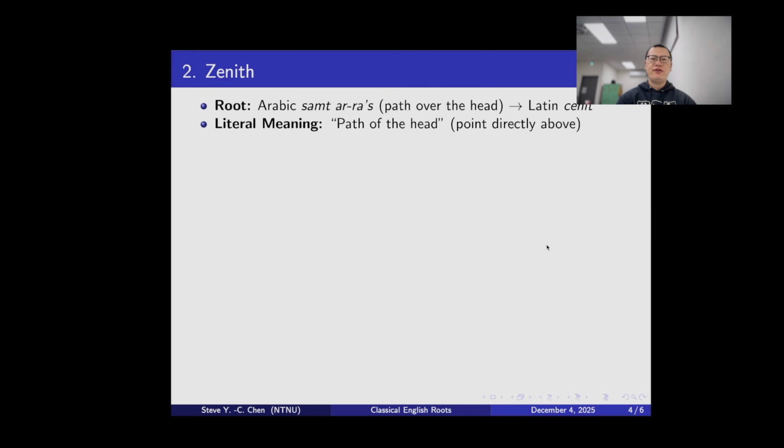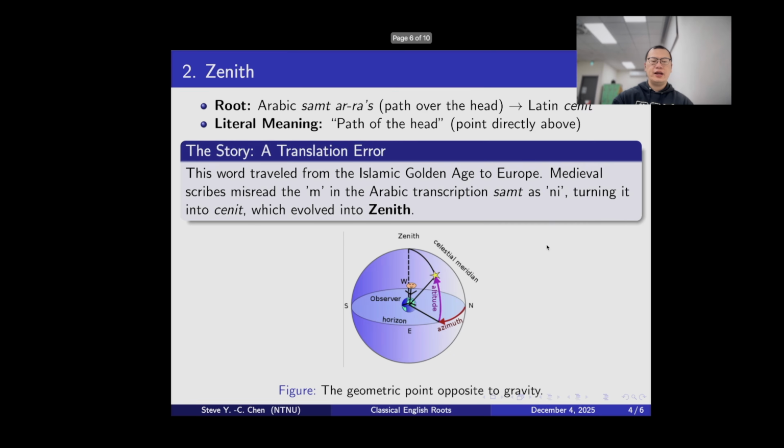Alright, let's move on to the second word, zenith. Its origin root is from the Arabic word, which means the path over the head, and it evolved into the Latin word, and its literal meaning is the path of the head. That is the point directly above.